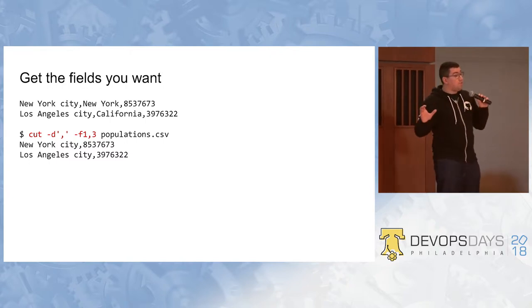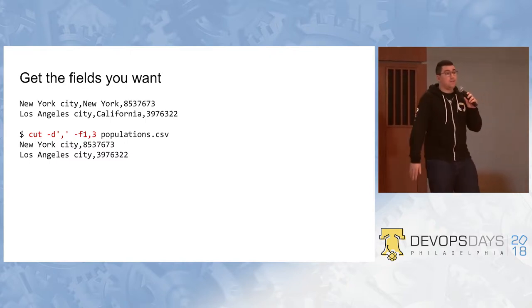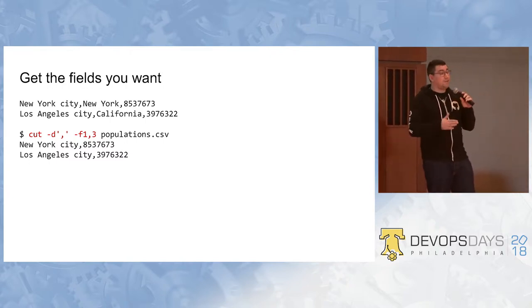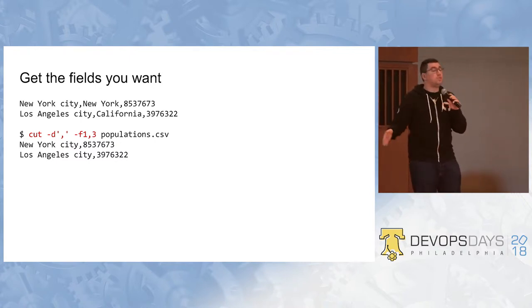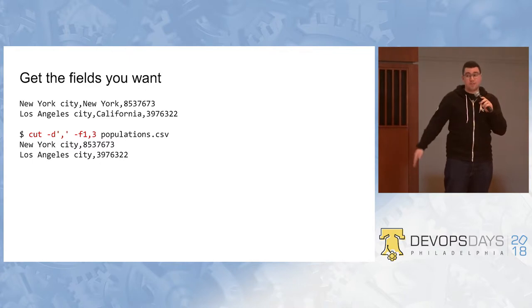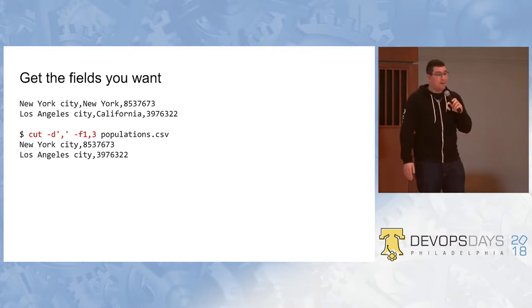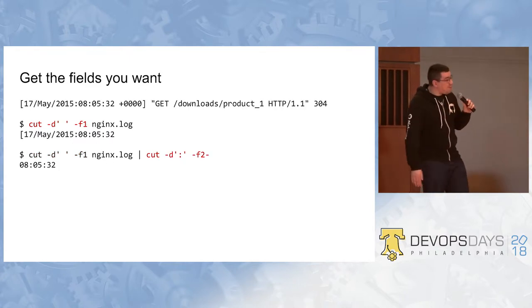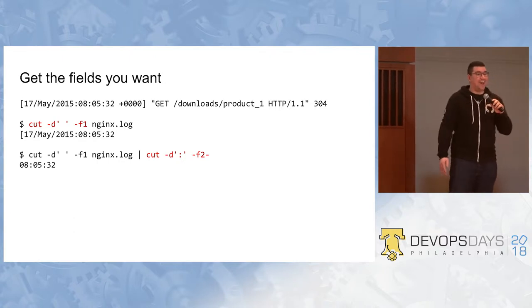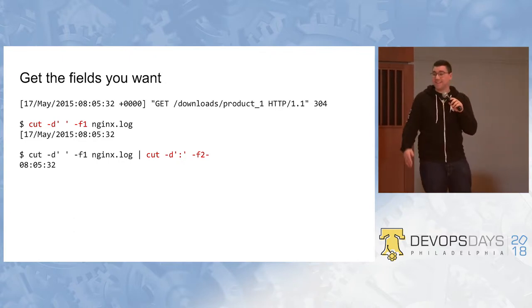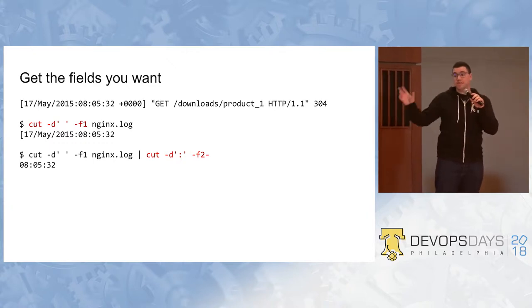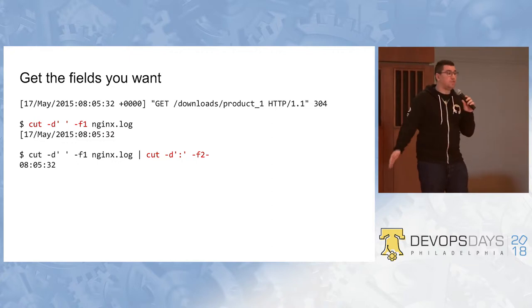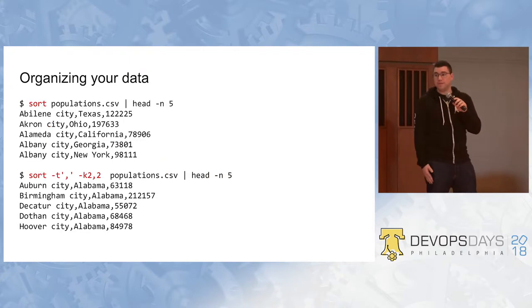Now that you have the lines that you want, the fields that you want. So cut is going to be your tool for that. In this example, I'm getting the first and the third field, so just city and population. Don't be afraid to do multiple passes with cut. It works really well with that. So in this Nginx log example, if I want that time portion of it, you can do multiple passes with cut using different delimiters in order to get the fields that you're looking for.